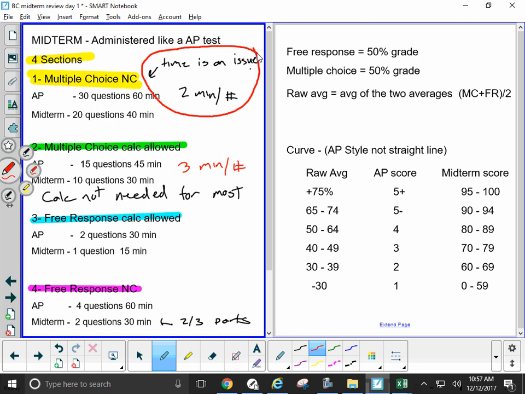For the fourth section, you'll have free response, no calculator. On the AP test, you have 4 questions to do in 60 minutes. On the midterm, you'll have 2 questions to do in 30 minutes. There will be 4 parts for each question. Possibly 3, but 3 to 4 parts. Okay. 9 points are given for each free response question.